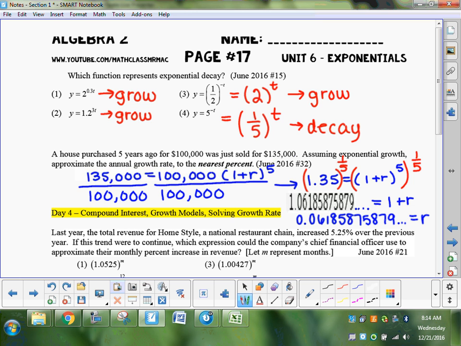So what do we have to do to convert that decimal into a percent? Move the decimal over 2 places or multiply it by 100. What would you give as your final answer? So the nearest percent would be 6%.